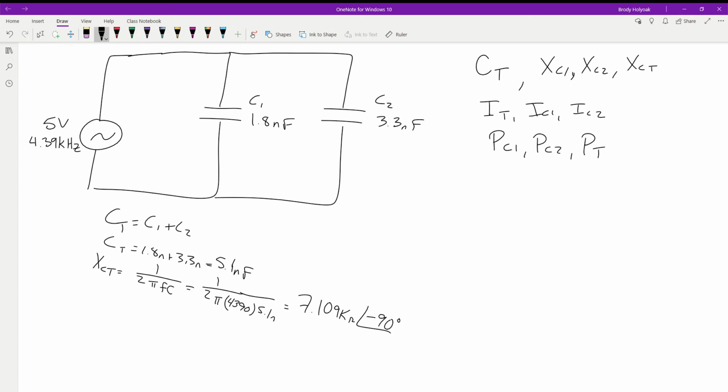The next part that we're going to run into is, let's find the individual reactance values. X of C1 is 1 over 2 pi times the frequency times capacitor 1. So we plug that in, 1 over 2 pi. Our frequency is 4390. And our capacitance of C1 is 1.8 nano.